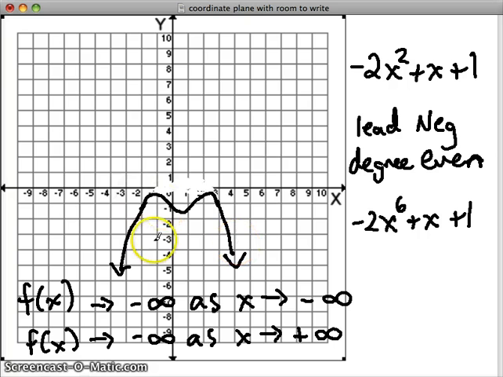So be able to just sketch these graphs out, just simply knowing whether or not the leading coefficient is positive or negative, or whether or not the degree is even or odd. And you should be alright.